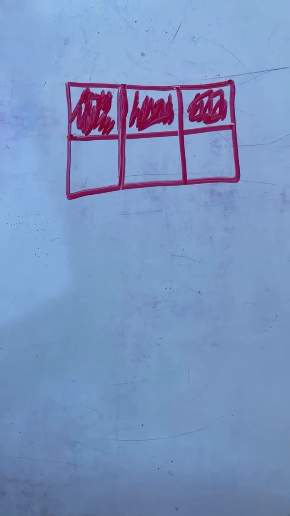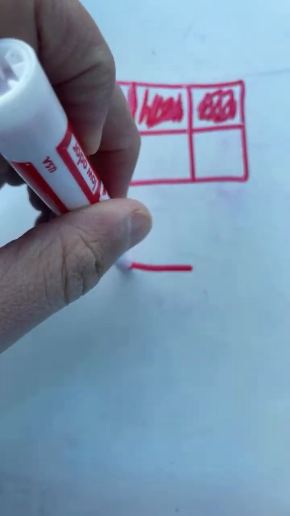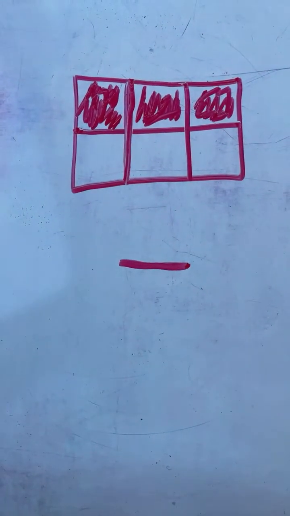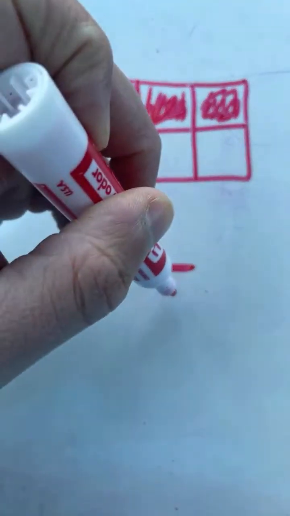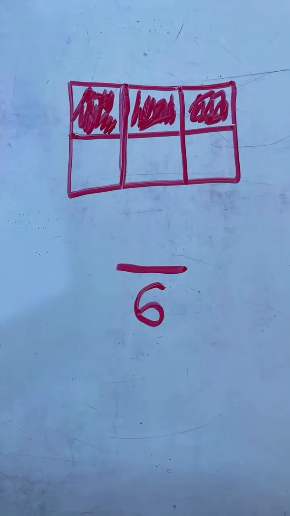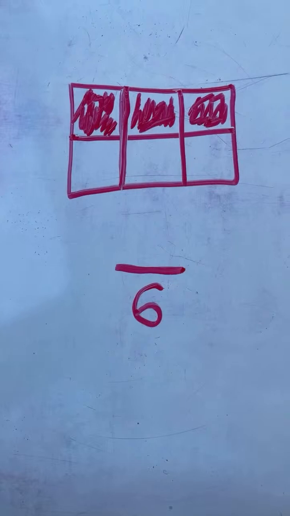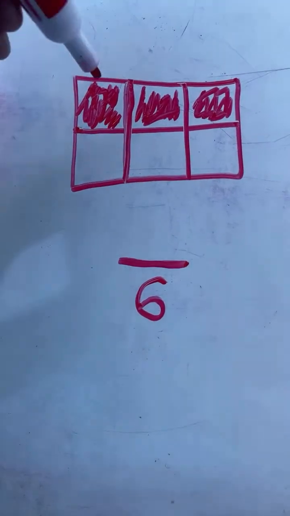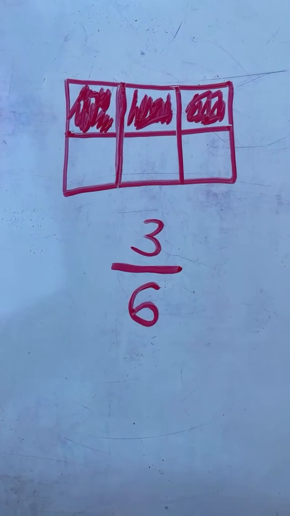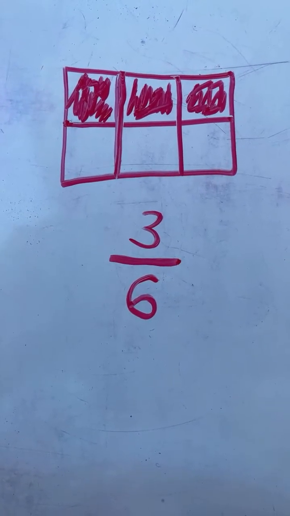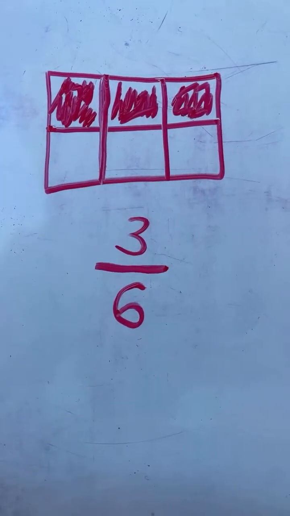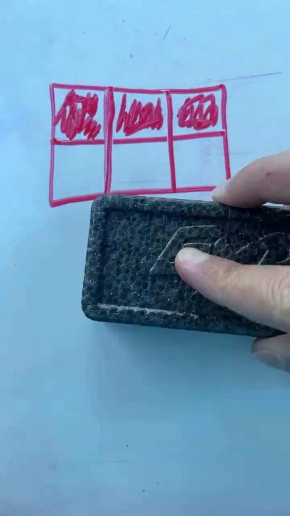Alright, so now identifying the fraction that this model represents. To determine the denominator, we count the total number of boxes. 1, 2, 3, 4, 5, 6. So 6 is our denominator. Now, to determine the fraction of the boxes that are shaded, we're going to count the number of shaded boxes. 1, 2, 3. So the fraction that this visual model represents is 3/6. Alright, next example.